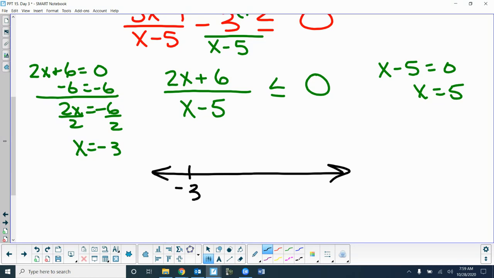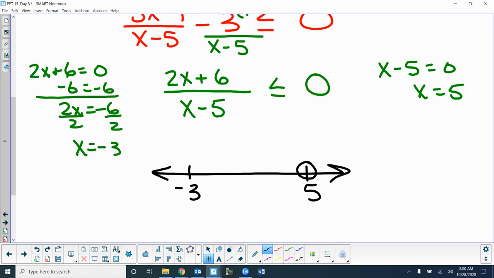Now, here's where we got to think. Are we allowed to have the denominator equal to 0? Ever? No. Okay? So, even though this has less than or equal to, at the 5, whatever the number is, it gives you this bottom 0, the denominator 0. Always has to be an open circle. Even though we have the equal to here. It can never be 5 because that makes that bottom 0. We can't do that. So whatever makes the denominator 0 is always an open circle, whatever number you get.